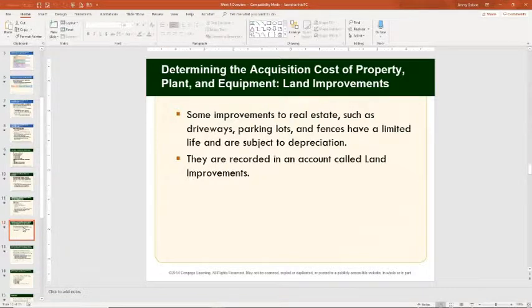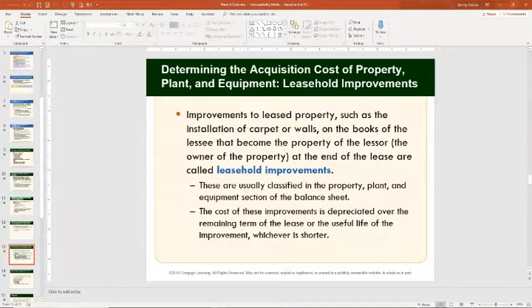Some improvements to real estate, like driveways, parking lots, and fences, have a limited life, and they instead get depreciated. Whenever you gravel a driveway, it might last 3 or 4 years, and you've got to do it again. That would be more of an example where you depreciate some of those improvements, and they're recorded in what's obviously called land improvements. So kind of a different account held altogether. If you were going to trim trees, for example, some of those might be inexpensive. If it's a major deal, you might depreciate some of that too.